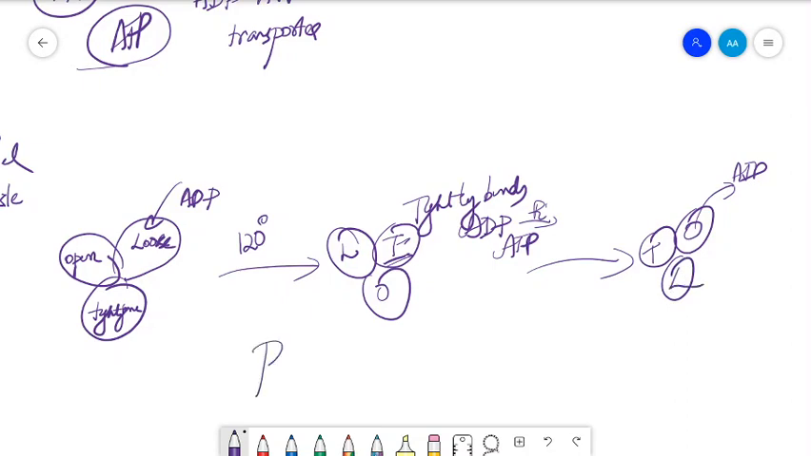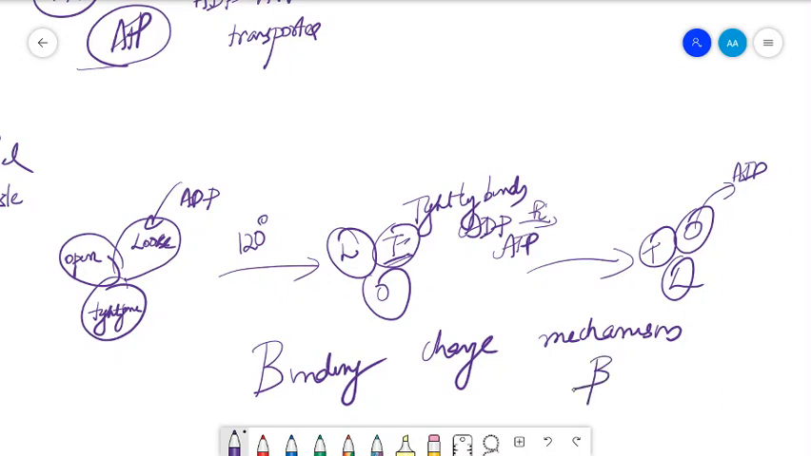So this is the binding change mechanism of ATP synthesis. That is, the loose form binds the ADP, and on 120-degree rotation the tight form tightly binds ADP, and the open form releases the ATP. Thus, ATP is synthesized by the beta subunit of the F0F1 complex.